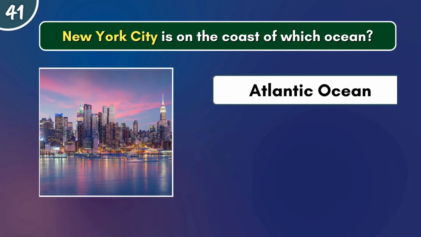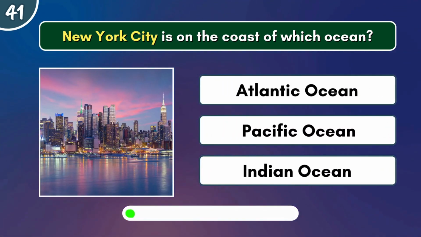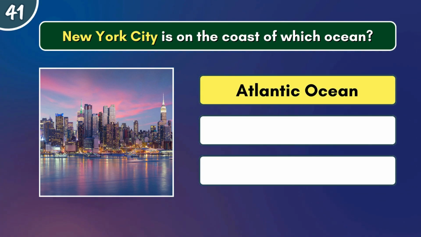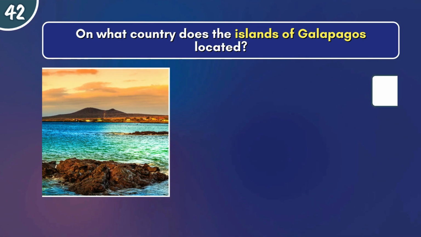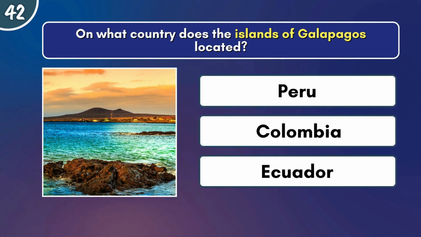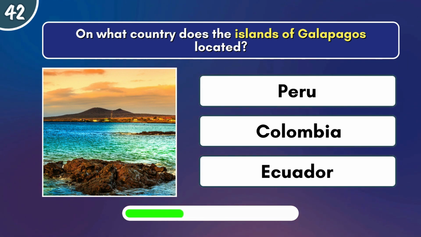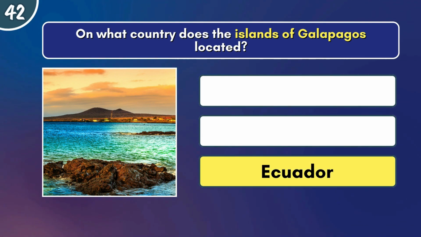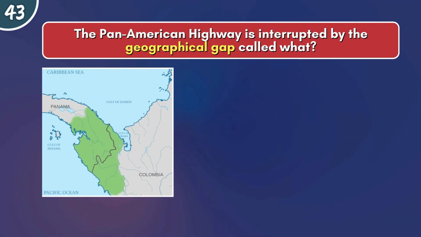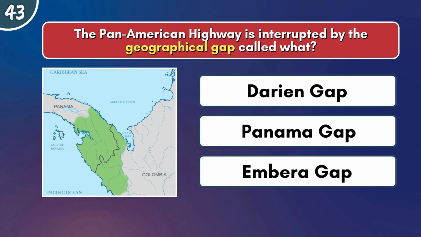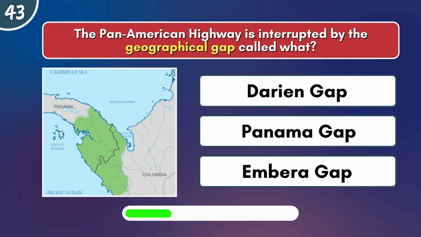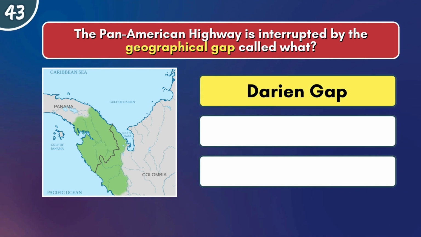New York City is on the coast of which ocean? Atlantic Ocean, Pacific Ocean, or Indian Ocean? Atlantic Ocean. In what country are the Galapagos Islands located? Peru, Colombia, or Ecuador? It's in Ecuador. The Pan American Highway is interrupted by the geographical gap called Darien Gap, Panama Gap, or Ember Gap? It's Darien Gap.